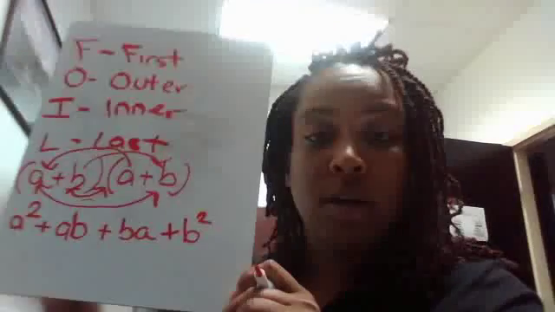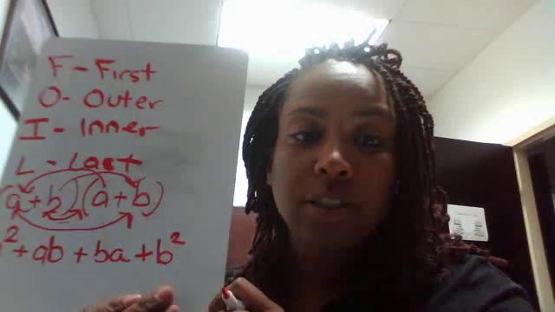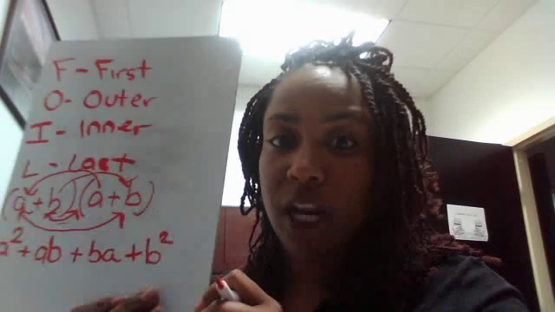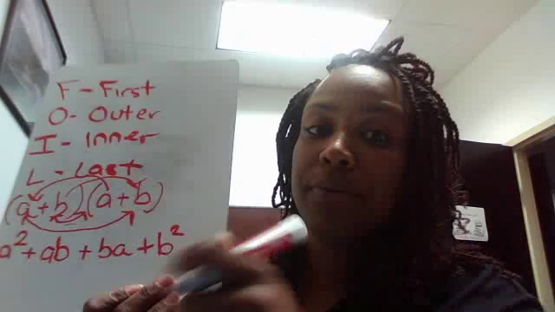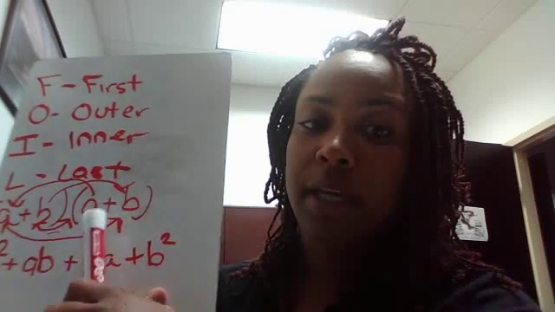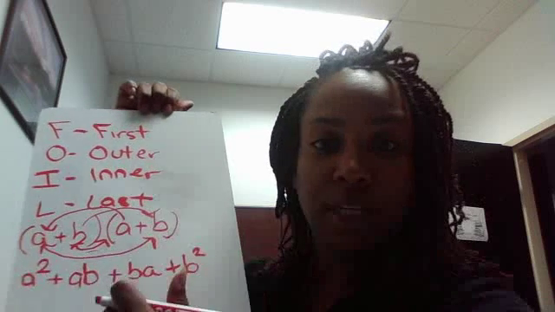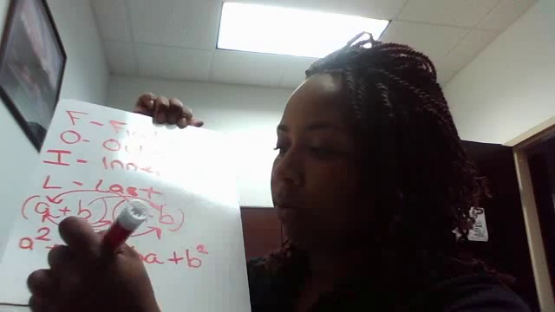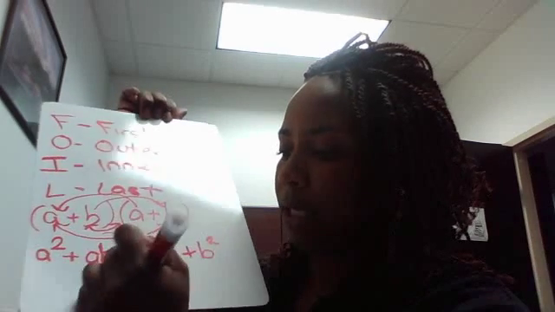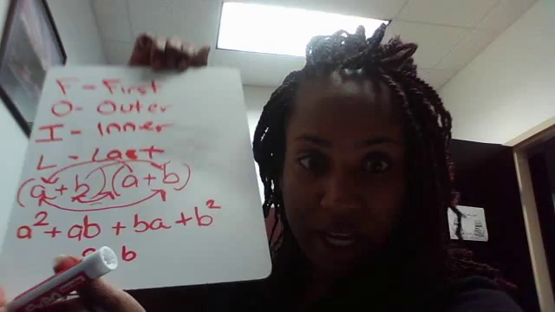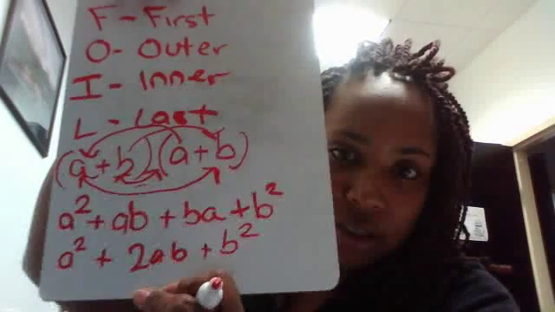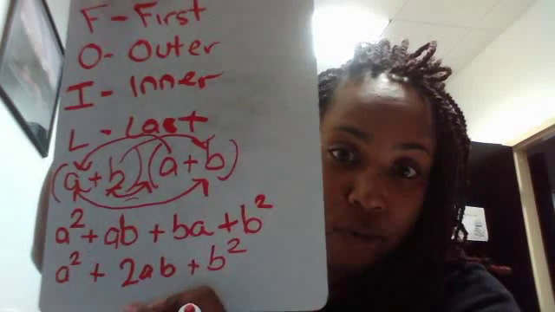And like any problem, we want to combine our like terms. Our like terms, even though they're different looking, have the same letters or variables. AB and BA. So how many ABs or BAs do you see? Two of them. So we're going to multiply it by 2. 2AB. And we're going to fill in the rest. Now this is the way that you complete the FOIL method when multiplying binomials.